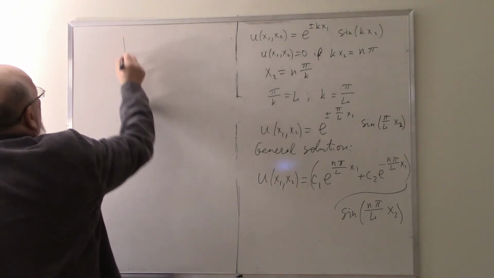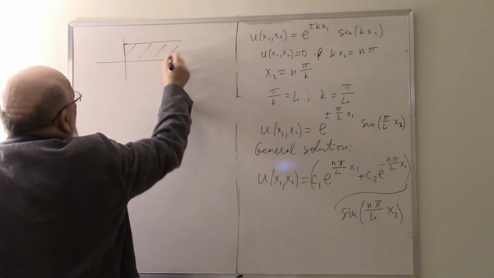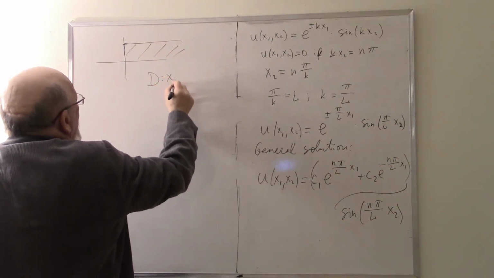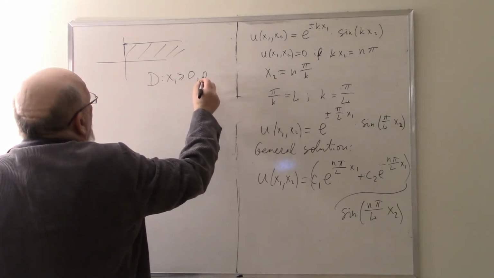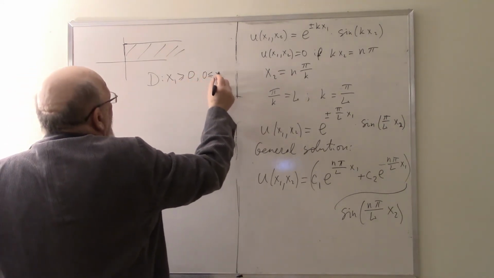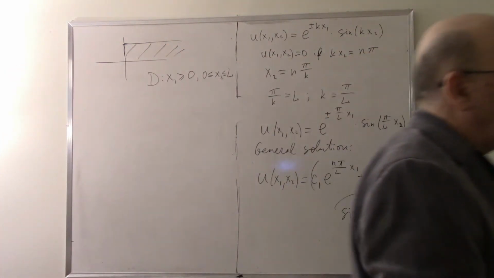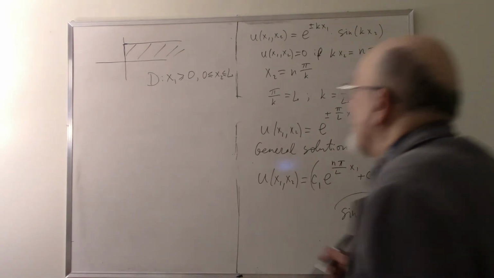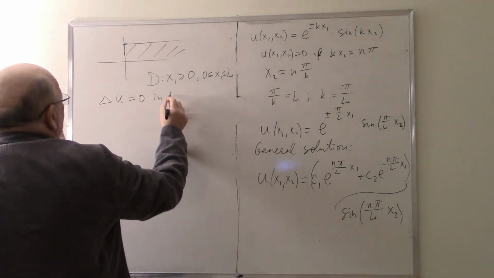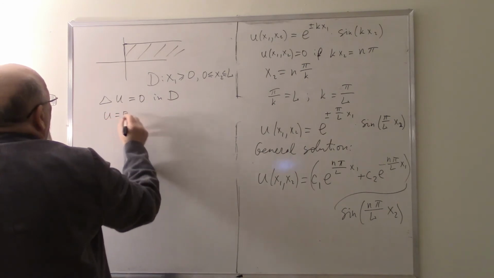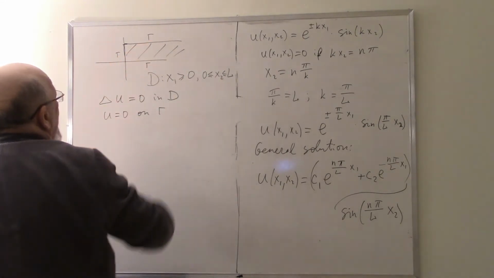Suppose we have the following domain. x1 is more or equal 0, x2 is between 0 and L. So it is half of this strip. We consider this strip, it is half of this strip. So, you solve the problem: Laplacian u equals 0 in D, u equals 0 on gamma. Gamma is this, it is the boundary of this strip.